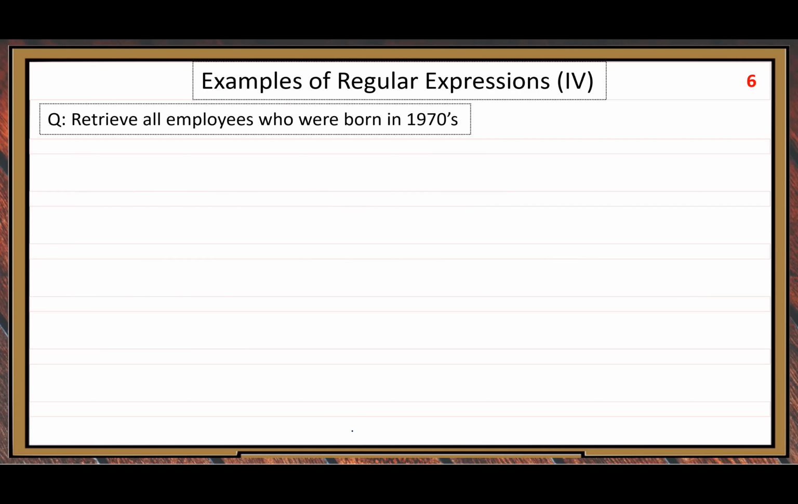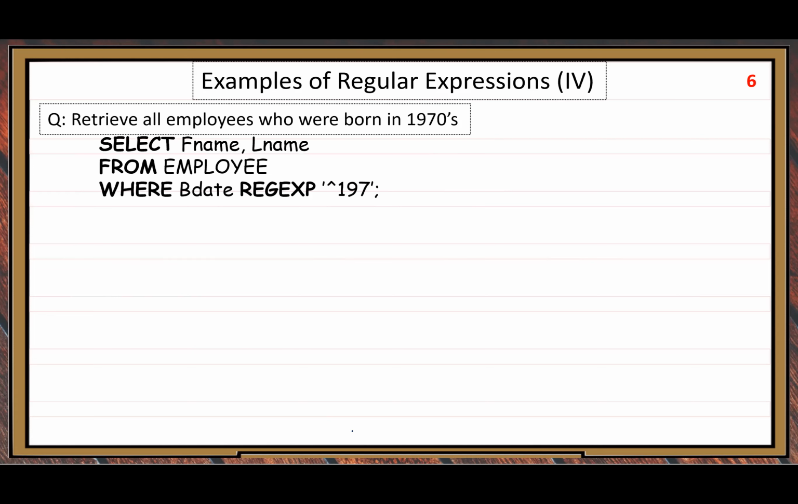Part 4. Question: retrieve all employees who were born in the 1970s. There is a birth date field. We use that field, the birth date field. The field name is called B date. How to match the B date?